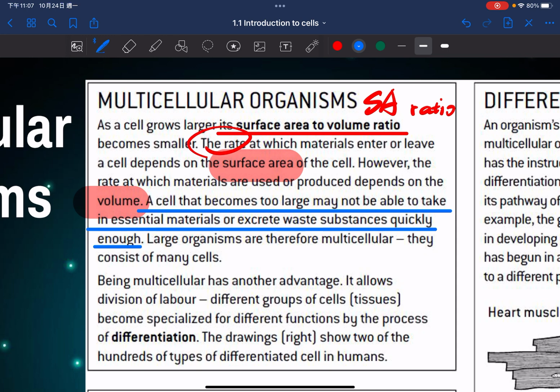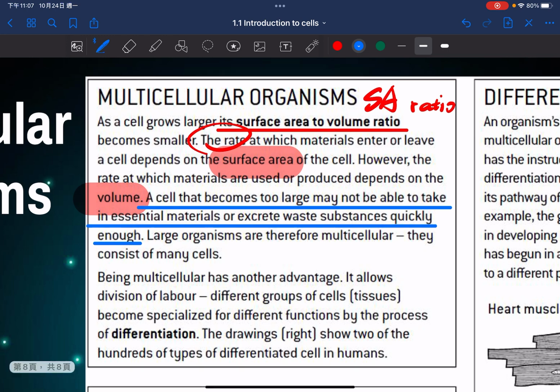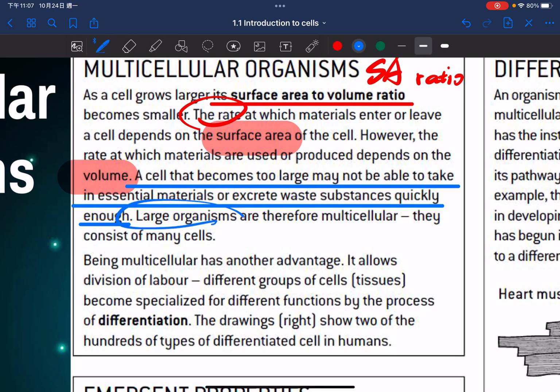Okay, so because we are multicellular organisms, you know that we have a big volume, but that doesn't mean we have a big cell. That just means we have a lot of cells, and every single cell is very small, just like unicellular organisms. So you can see large organisms are always multicellular. But right now we have to understand something.